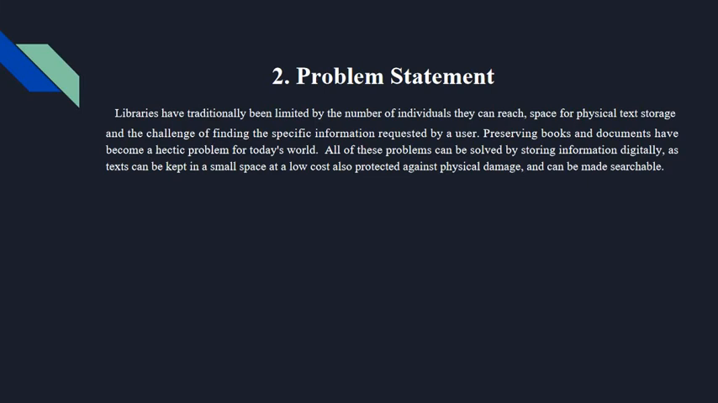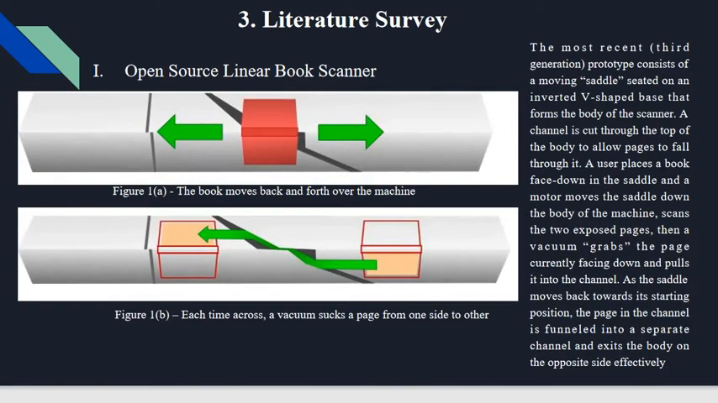Then moving ahead to the literature survey. The literature survey has a total of 6 papers. First, open source linear book scanner. In this, they have explained how the book moves back and forth over the machine and the vacuum sucks a page from one side to the other.